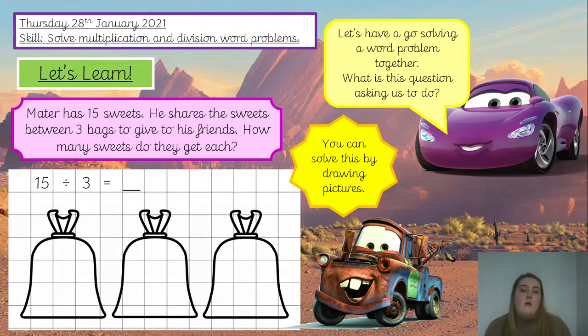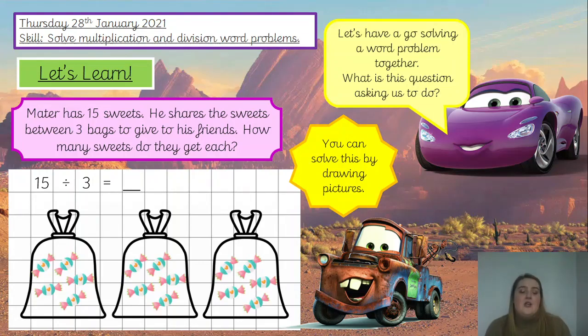So here are my 3 bags, and in those bags I'm going to share out the 15 sweets. I'm going to draw in a sweet one at a time until I have completely shared all 15 like I have now. We can see that in each bag you have the same number of sweets, okay? So you've got 5 sweets here, 5 sweets here, 5 sweets here. So we have shared the sweets equally. We haven't got any left over. We haven't got 2 more in here than we have anywhere else, okay? We have shared them equally because they're the same number in each bag.